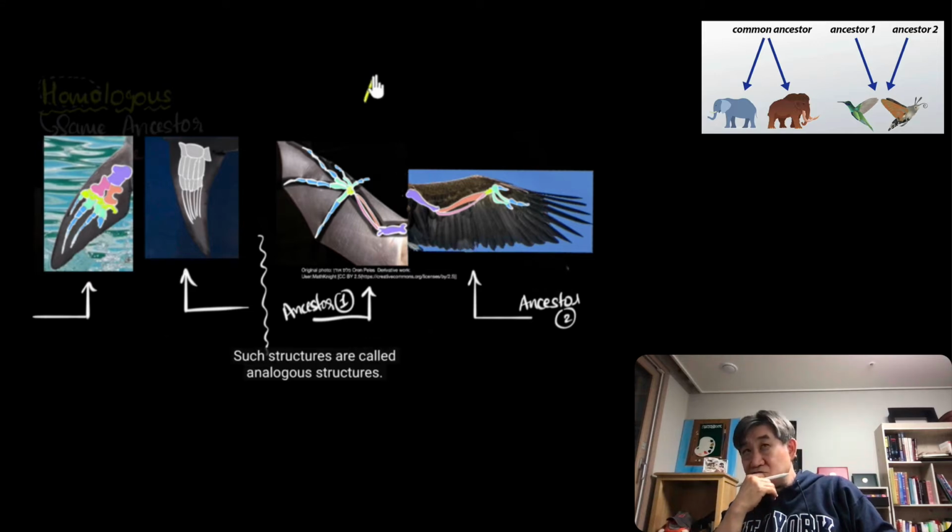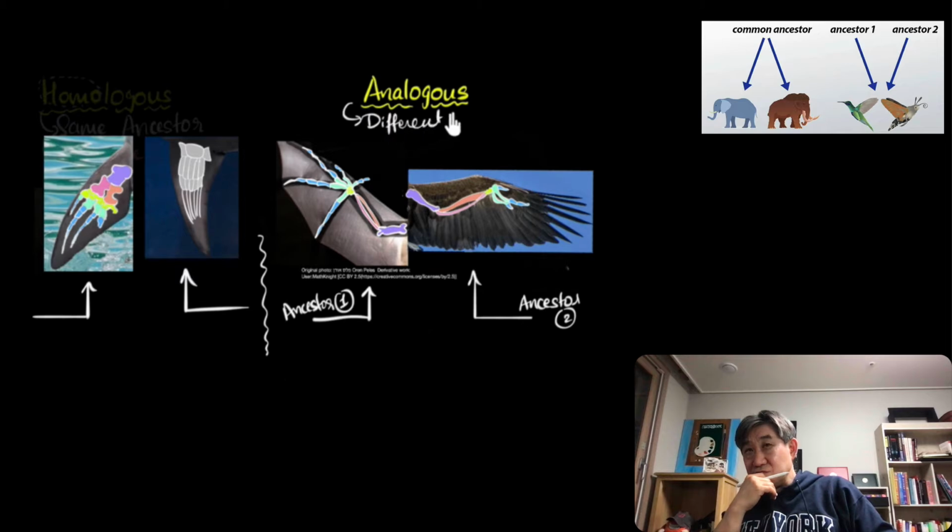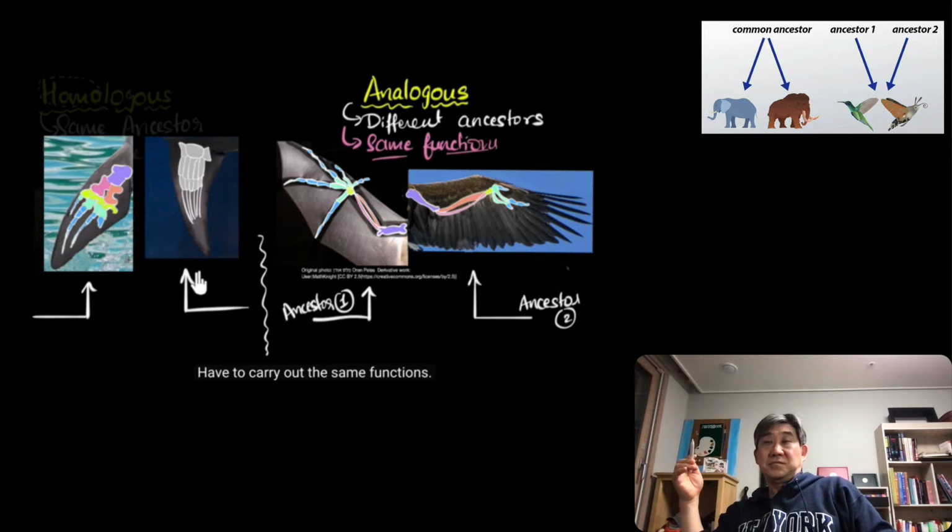called analogous structures or analogous organs. Okay? What's important over here, they have different ancestors. But the important thing is that they have the same functions. They carry out the same functions. Like over here, both of them swim. Over here, both of them are used in flying, but underlying structures are super different, therefore different ancestors.